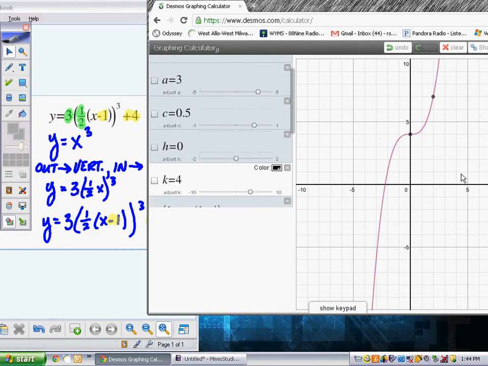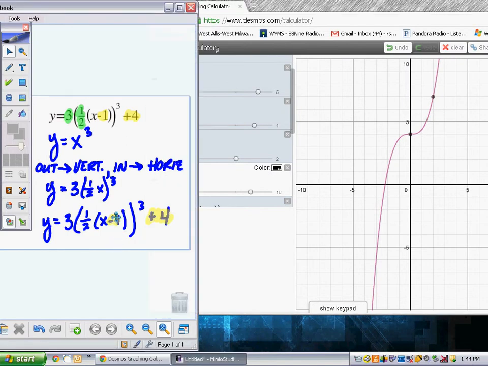So the output that was at 2, 3 is now at 2, 7. 4 higher. 0, 0 has been moved up to 0, 4. All right. Now, as I said, this part in the middle is a little bit tougher to understand.